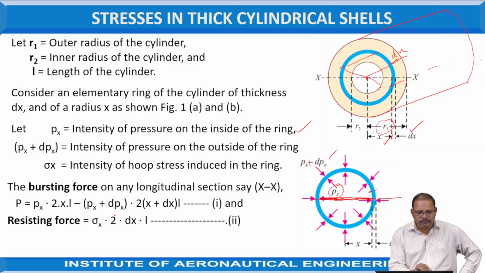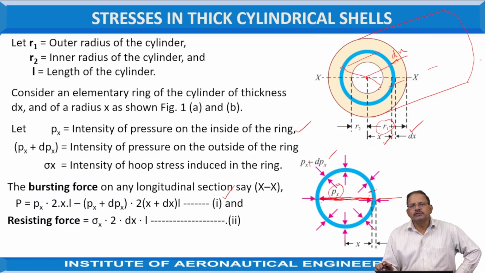But outside it is Px plus dPx into 2 into x plus dx into L. The difference of these two pressures, inside as well as outside, gives the bursting force on the longitudinal axis at a distance of x from the radius, having thickness dx ring. So the bursting force is equal to Px into 2 into xL minus Px plus dPx into 2 into x plus dx, which is shown in the figure as equation number 1.